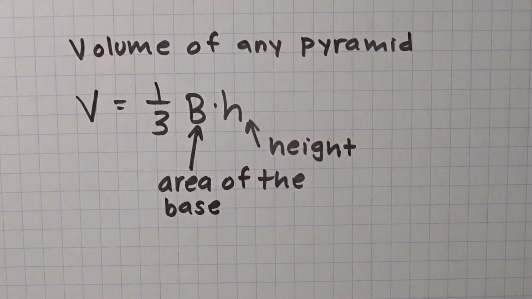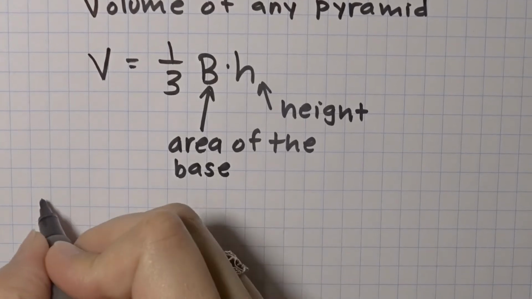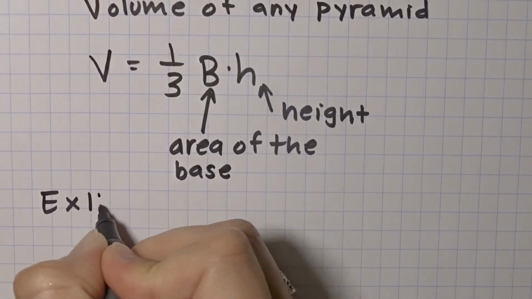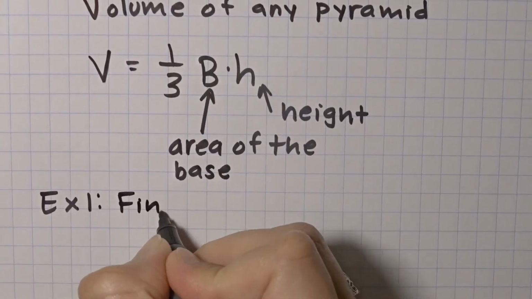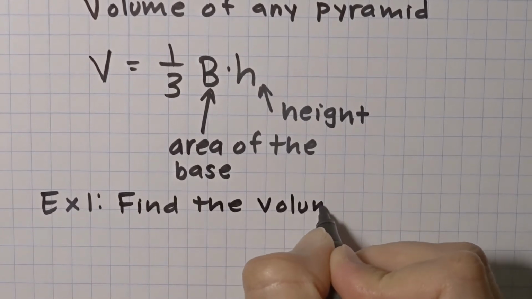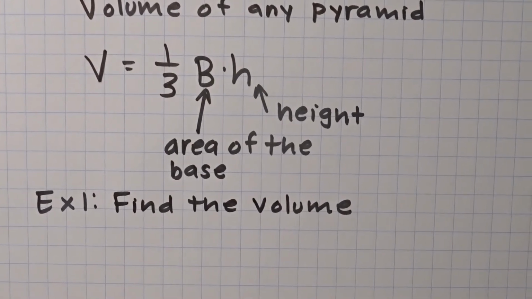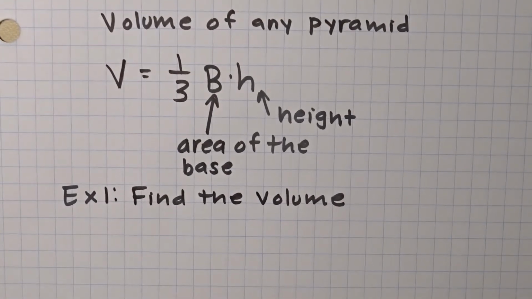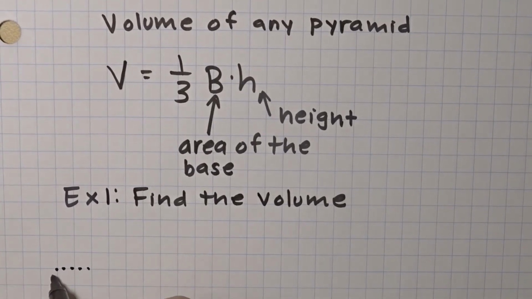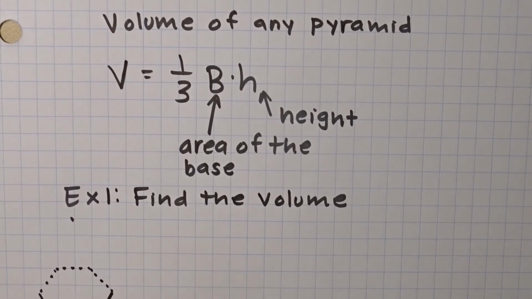All right, so let's look at the first example. Find the volume. All right, so let's draw a picture of this. It is actually a hexagon. 6 sides. And it's got a point.